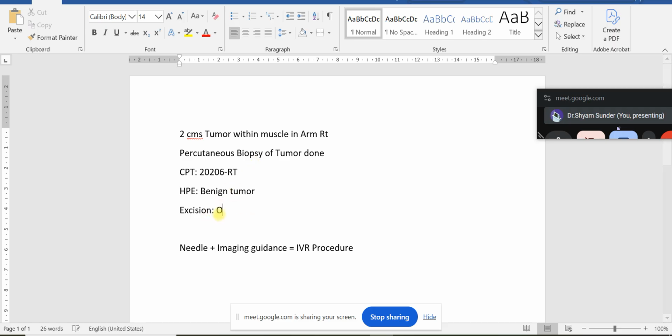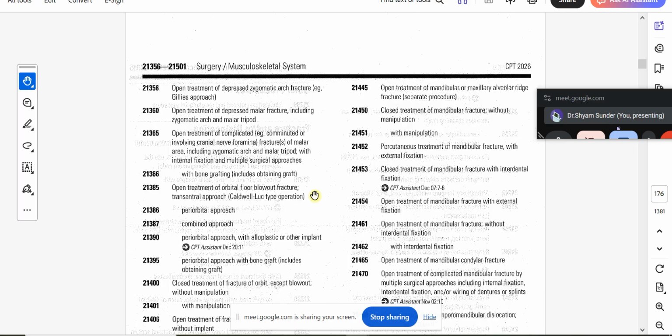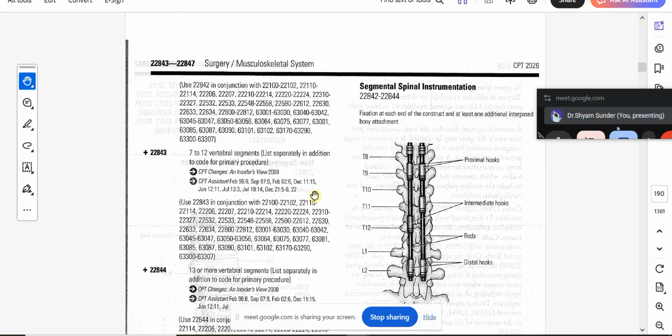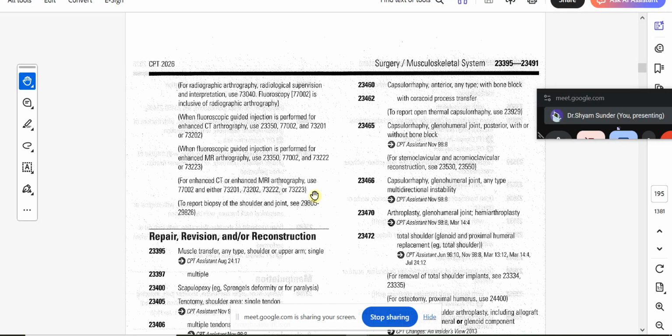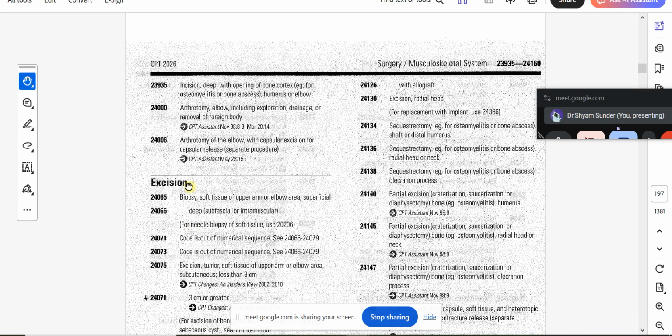Excision is only an open procedure here. Or if it is the abdomen, they can do laparoscopic. That's a different thing. But here, excision means mostly it is an open procedure, because you have to cut open the muscle, then take out this 2 centimeter tumor. That is excision. So what do you do? What is the procedure again? We have to go to the specific body area. That is the arm, upper arm. So here we are in the upper arm. We are going to the excision.